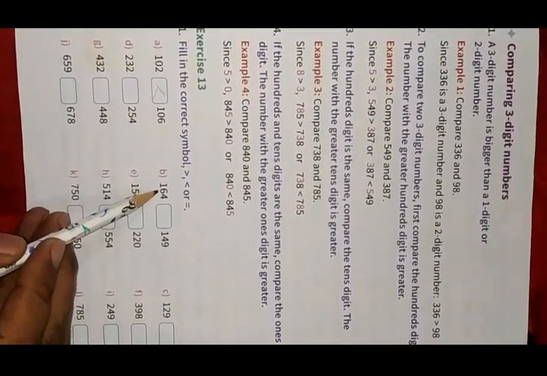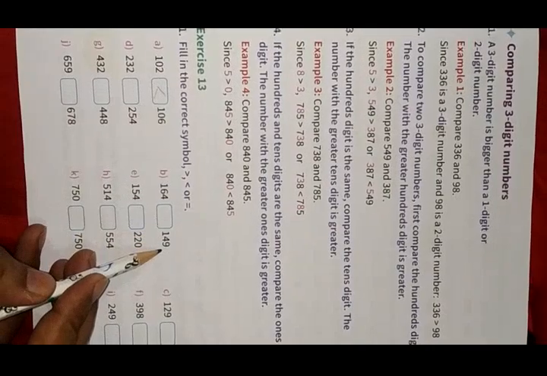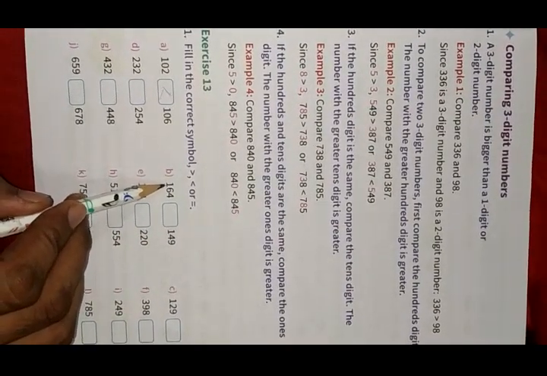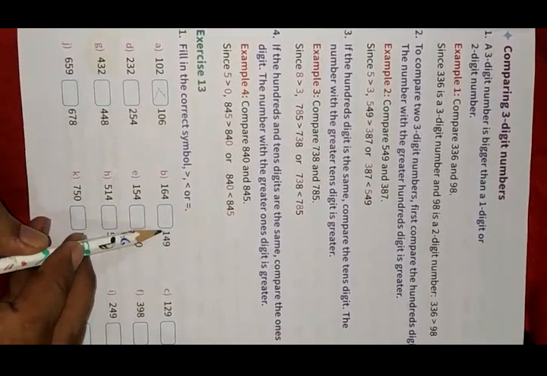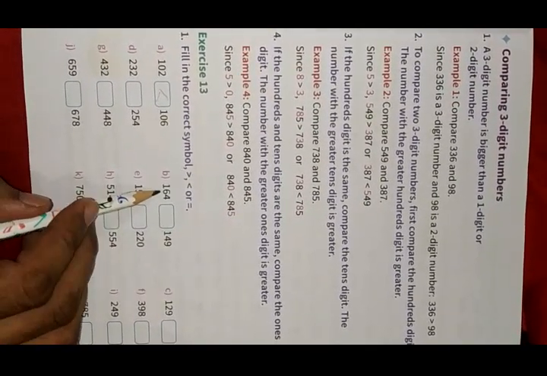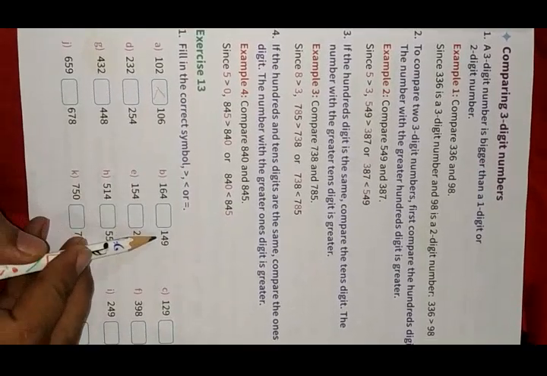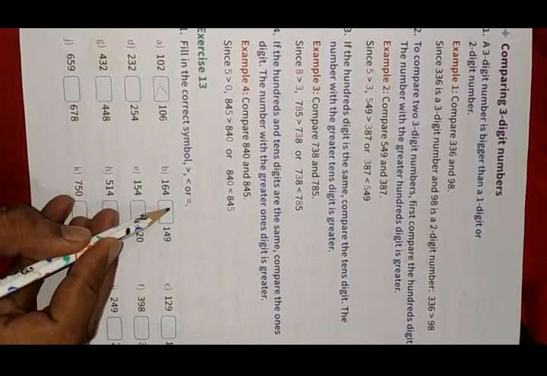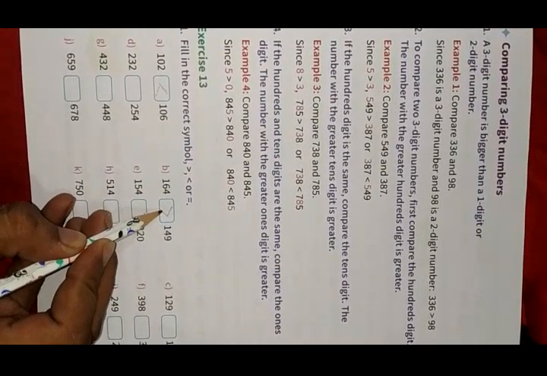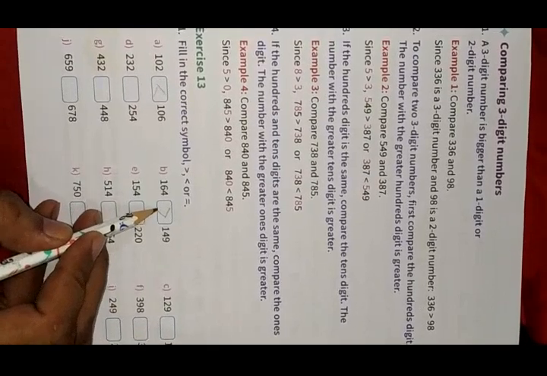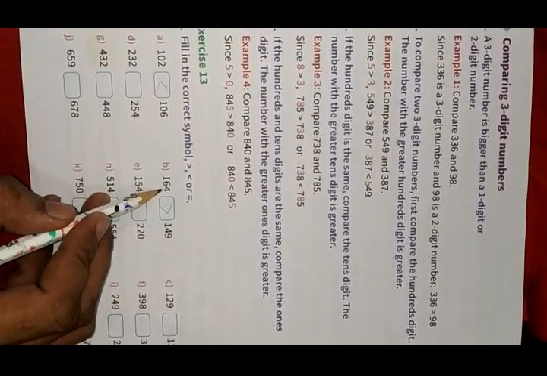B part, 164 and 149. So compare the hundreds place digit, meaning the greatest place digit, 1, both are the same. Here the tens place digit is 6 and 4. Which one is greater? 6 is greater than 4. So 164 is greater than 149. This opening of the sign shows 164 is greater.